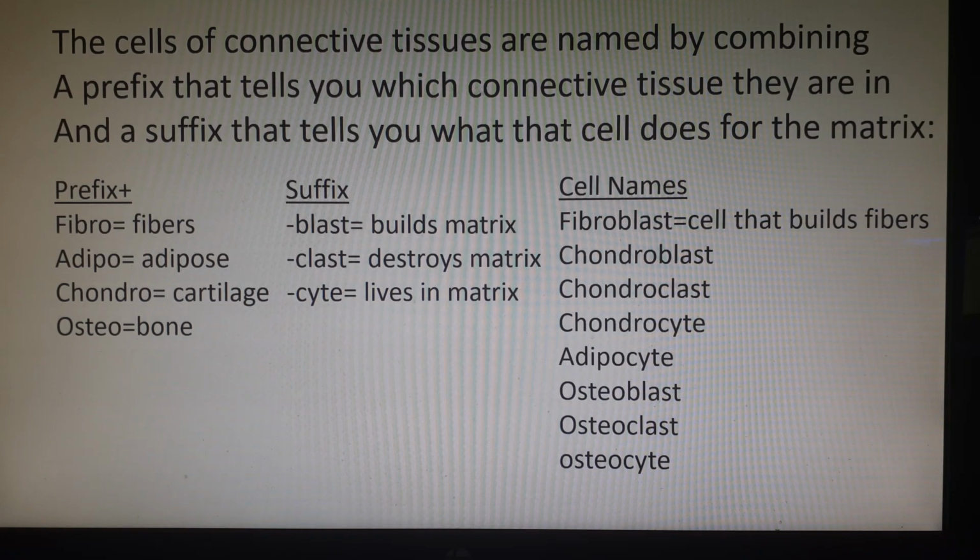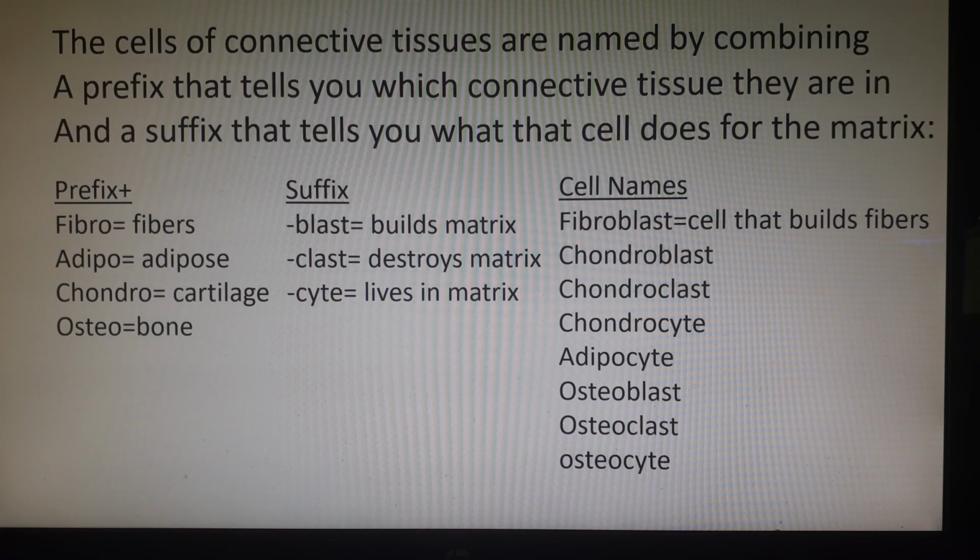A blast is something that builds a part of the matrix, either the ground substance or the fibers. A clast destroys matrix. Now, why in the world would we want to destroy matrix? Well, sometimes you need to change the shape of it. We need to remodel it. We need to repair it. And so these cells are able to dissolve the matrix so it can be rebuilt. And finally, the last cell suffix is site, which just means that particular cell is living in the matrix. It's done building and breaking. It's just living there now, okay?